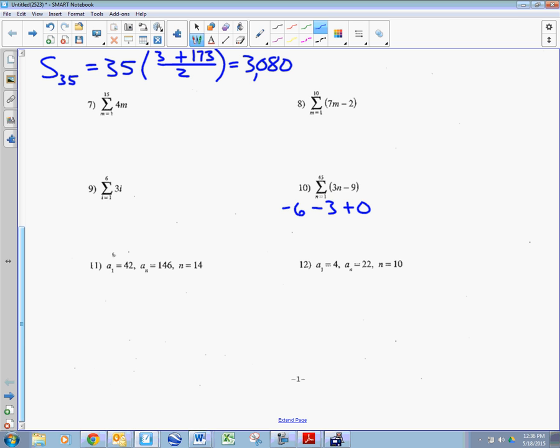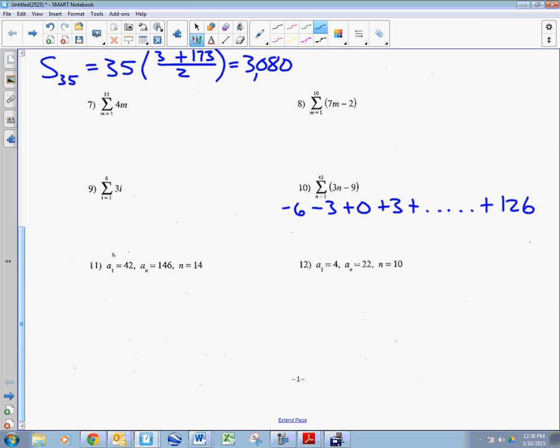What's your fourth term going to be? Do you see that it's arithmetic and that's going up by 3 every time? Plus, dot, dot, dot, plus, what's the last term? What's 3 times 45? 135 minus 9? 126.